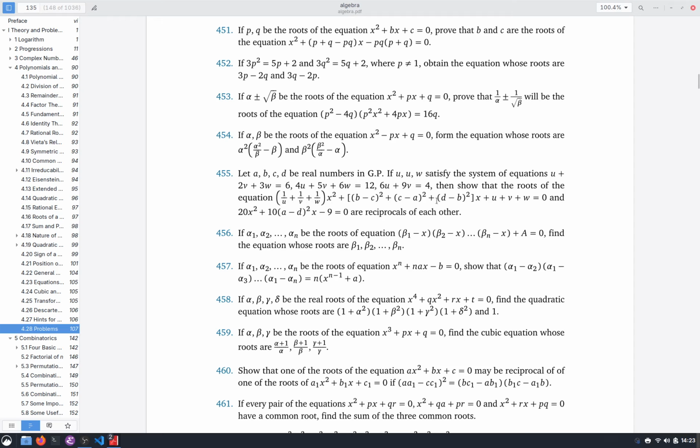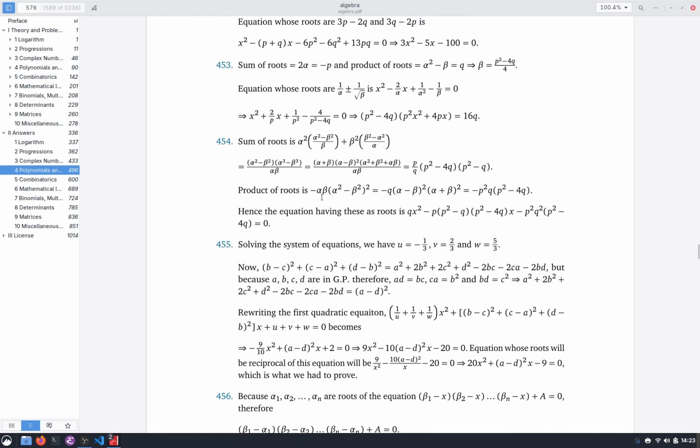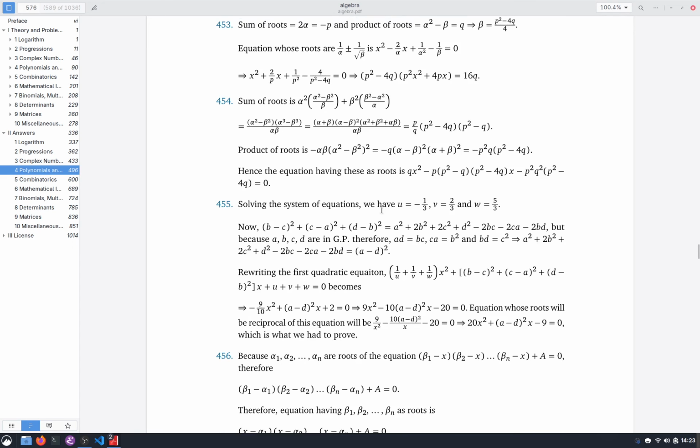plus (B minus C) whole square plus (C minus A) whole square plus (D minus B) whole square into x plus U plus V plus W is equal to 0, and 20x square plus 10 into (A minus B) whole square x minus 9 is equal to 0 are reciprocal of each other. So we solve the given system of equations, 3 equations, 3 unknowns. We get U is equal to minus 1 by 3, V is equal to 2 by 3, and W is equal to 5 by 3.